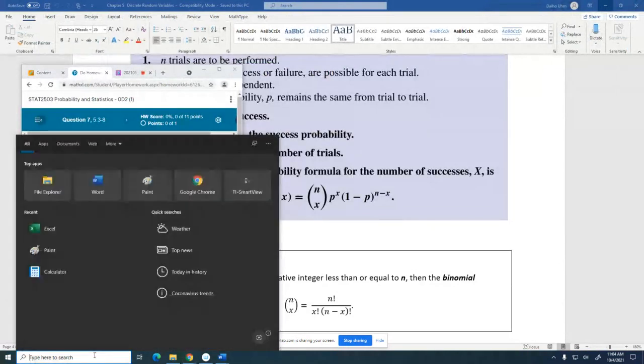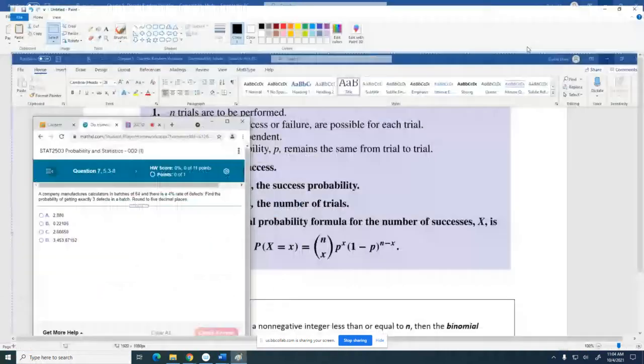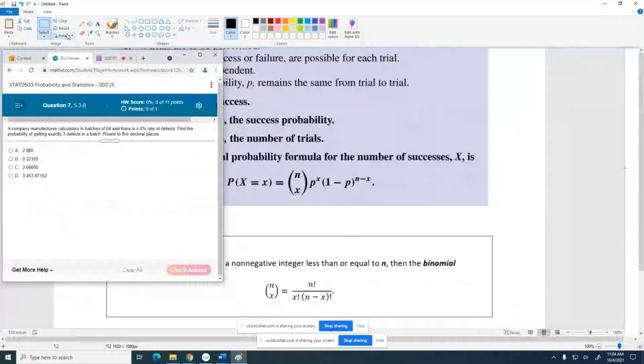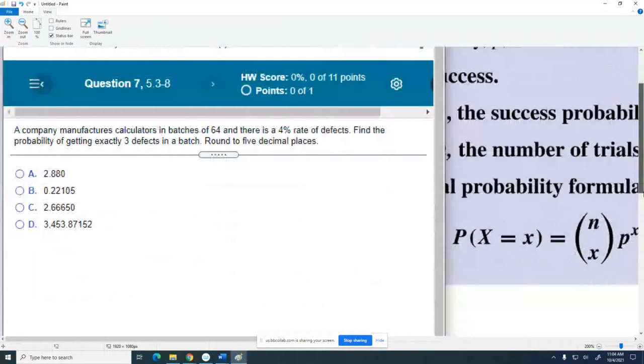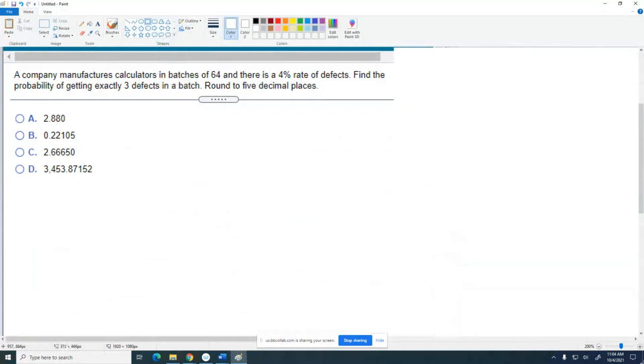Let me copy and paste. Here. Okay, it is number 7 in the homework. Please read it. Let me prepare some more space to solve it.